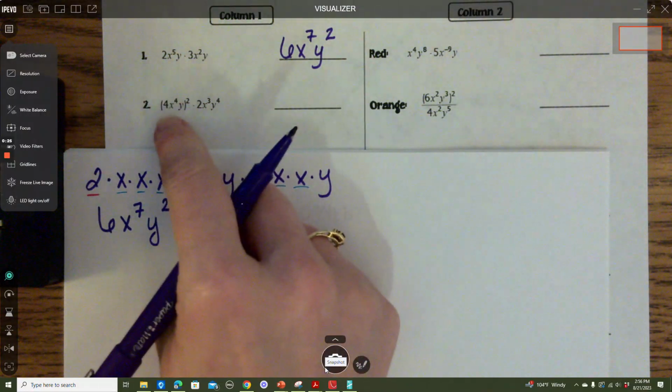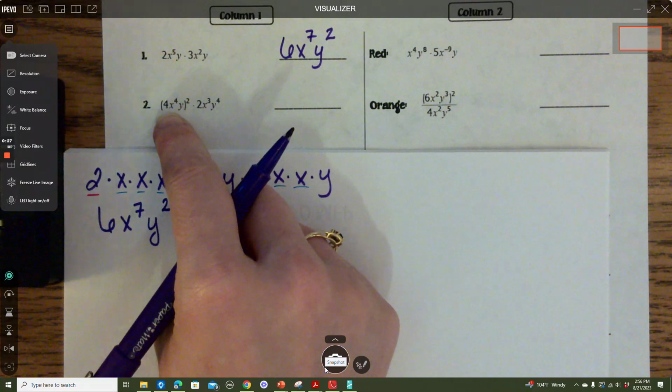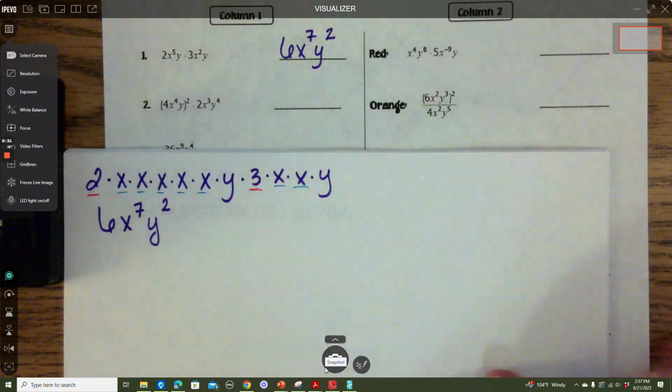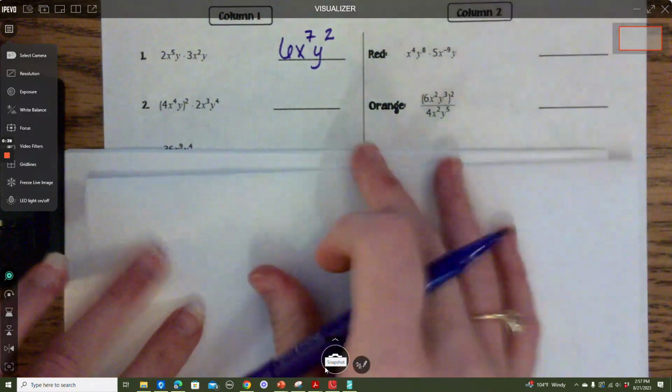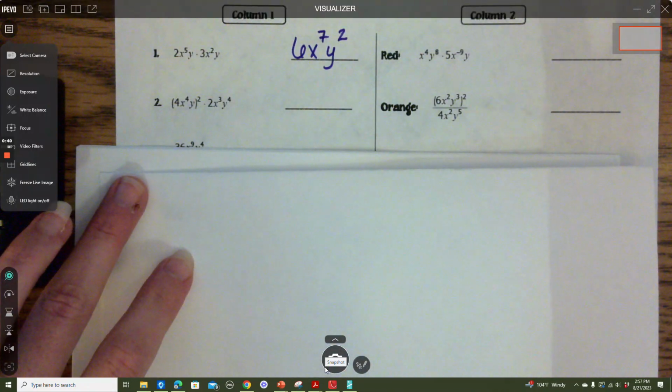Now, here's one that we can't really do that with. Actually, I could. If I square something, it just means I'm multiplying it by itself.